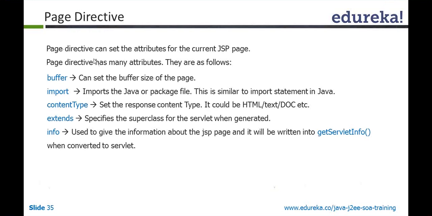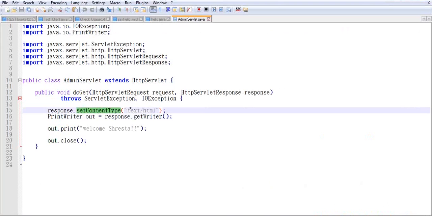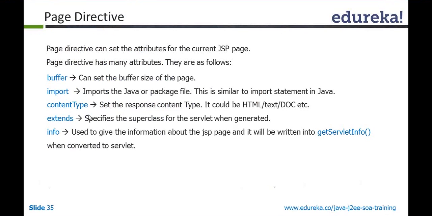Okay, so page directive can set the attributes for the current JSP page. Page directive has so many attributes. Buffer is there, so you can set the size of the buffer for this particular JSP file. Import is like importing a particular package in a Java file, the same thing. Content type, so you remember in servlets we used to write set content type. See here, set content type, text/HTML in the servlet response. So you can just use set content type.